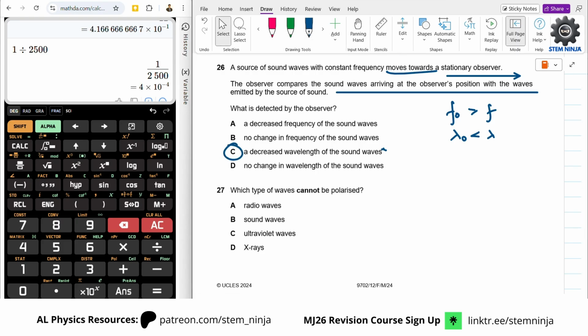Which type of waves cannot be polarized? Longitudinal waves cannot be polarized. So this is not longitudinal, this is longitudinal.